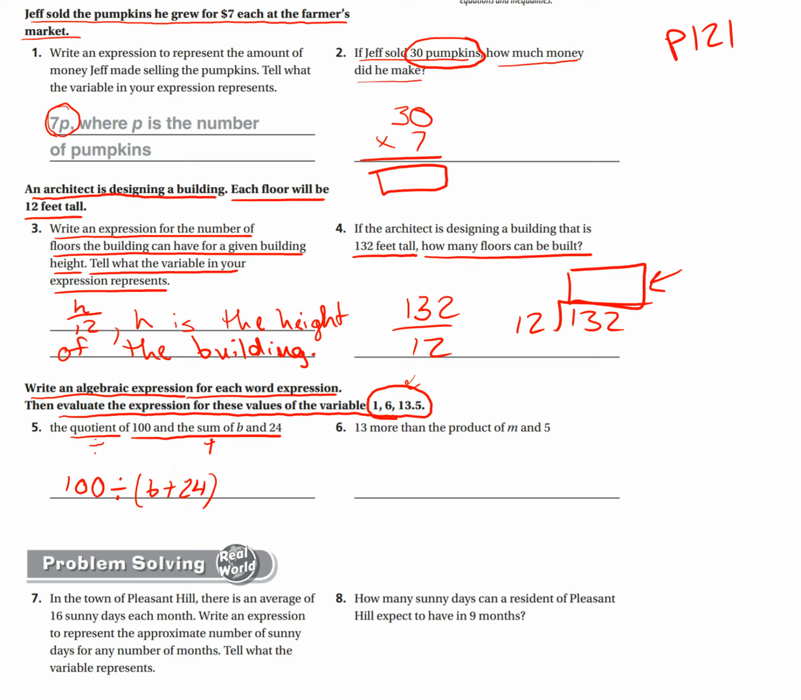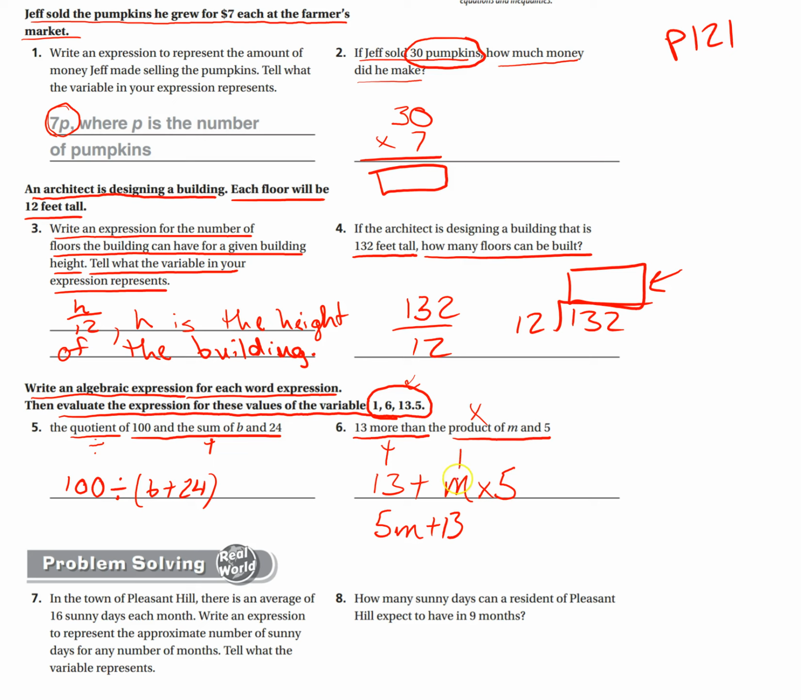Okay. Number 6, 13 more than the product of m and 5. Product means multiply. More tells me I'm adding there. So 13 more than the product of m and 5. M times 5. Okay, there is variability here. You can write this as 5m plus 13. That would be another way to write it. But you would get the same answer because order of operations tells us we have to do this multiplication first anyways.